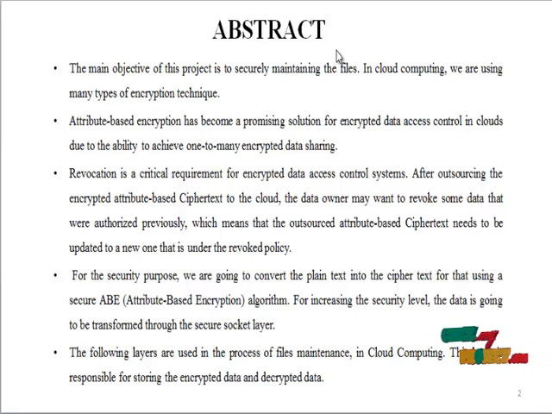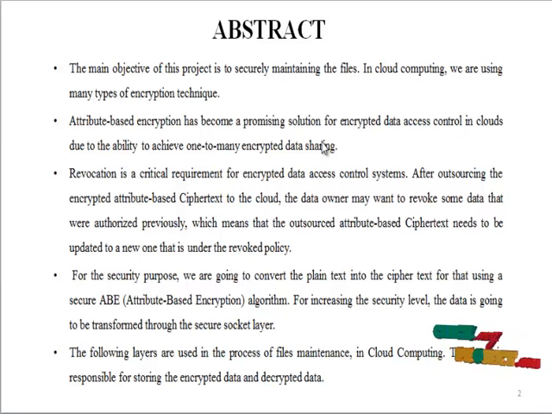After outsourcing the encrypted attribute-based ciphertext to the cloud, the data owner may want to revoke some data that were authorized previously, which means that the outsourced attribute-based encryption needs to be updated to a new one that is under the revoked policy. For security purposes, we are going to convert the plain text into ciphertext, using a secure attribute-based encryption algorithm.